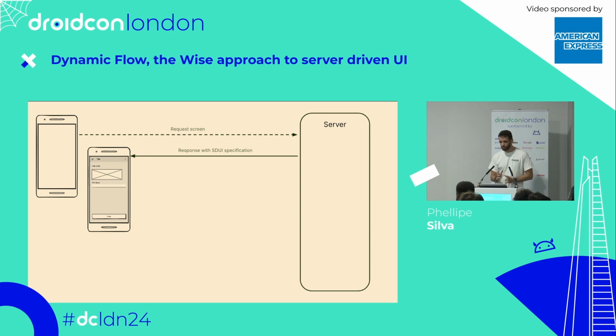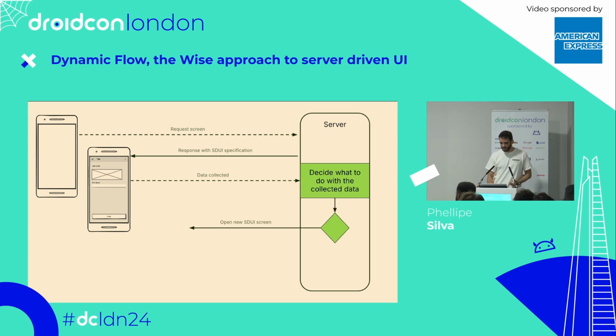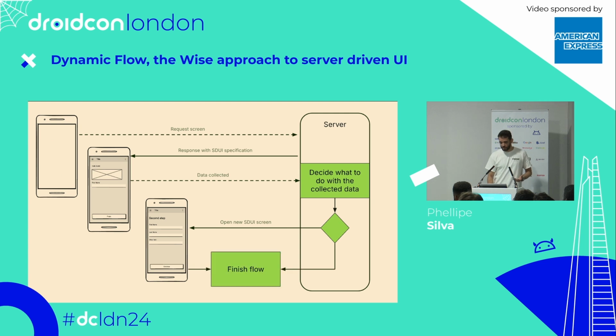So for you to take the decision on what to do next, you need to have the data from the screen that the user is interacting with. So you perhaps collect the data, like the first name of the user, let's say. You need to send it back to the backend, so the backend can take the decision on what to do. One decision is, I might show another screen if the data that I collected was not enough. But if the data was enough, maybe I can finish the screen. So we have many alternatives, or many branches of things that we can do.